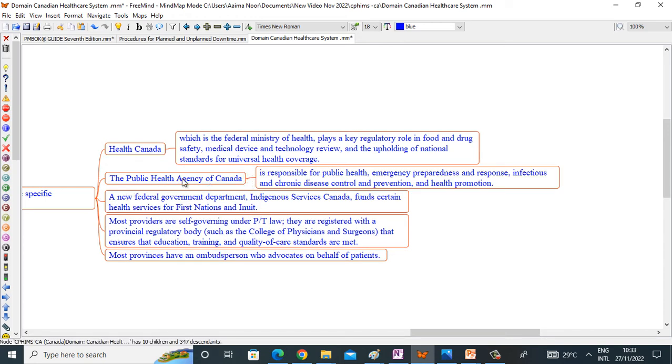Next we'll see the Public Health Agency of Canada. It is responsible for public health emergency preparedness and response, infectious and chronic disease control and prevention, and health promotion.